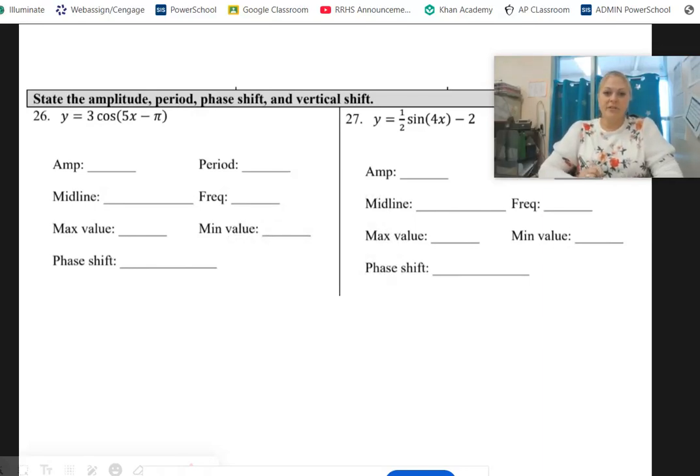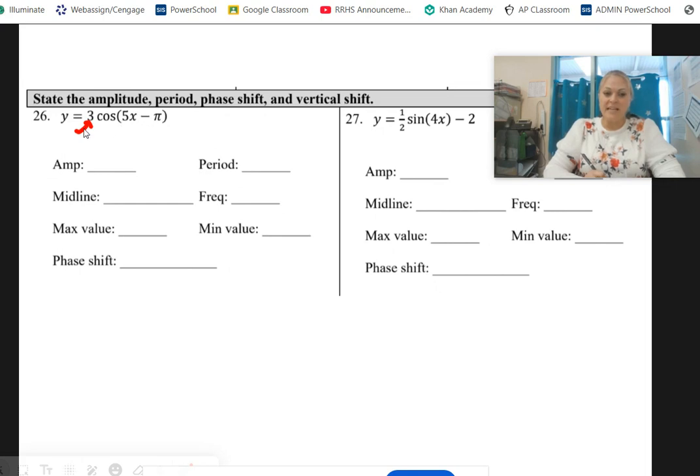State the amplitude, period, phase shift, and vertical shift. So we've got a lot going on here. So let's break down each of them. This is just a transformation. Think back, we've been doing transformations all year. So this number in the front, what does that do?